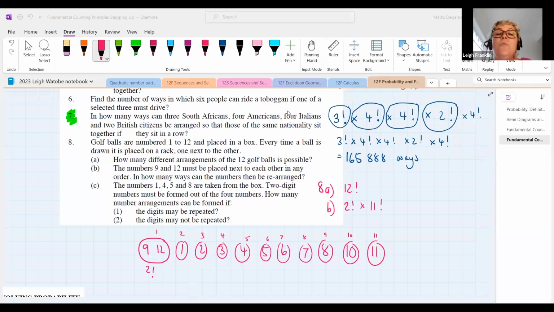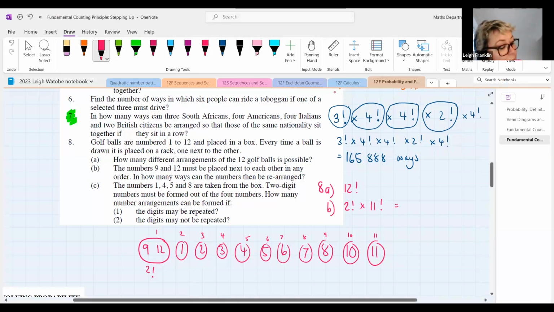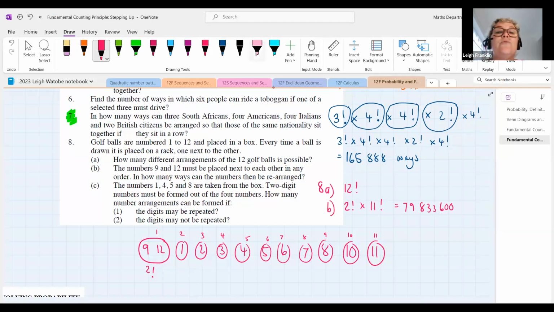Yes. So Letabo, if it's a massive number like 20 factorial, we don't have to write down what that is. Absolutely. And 2 factorial by 11 factorial is also a massive big number, but I suppose we can write that. What is that? 79 million. Is that right? 79,833,600 ways. So if in doubt, do what I'm doing here at the bottom with these circles, and then count them, and that'll help you to get to the right answer.